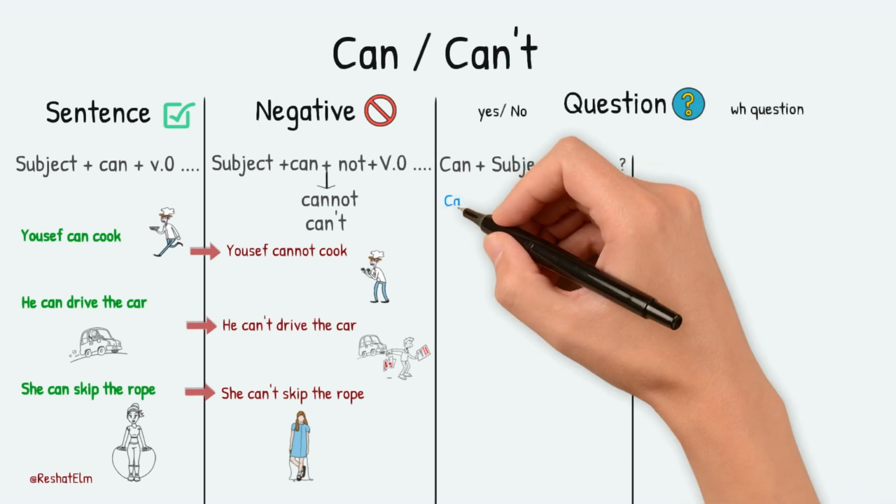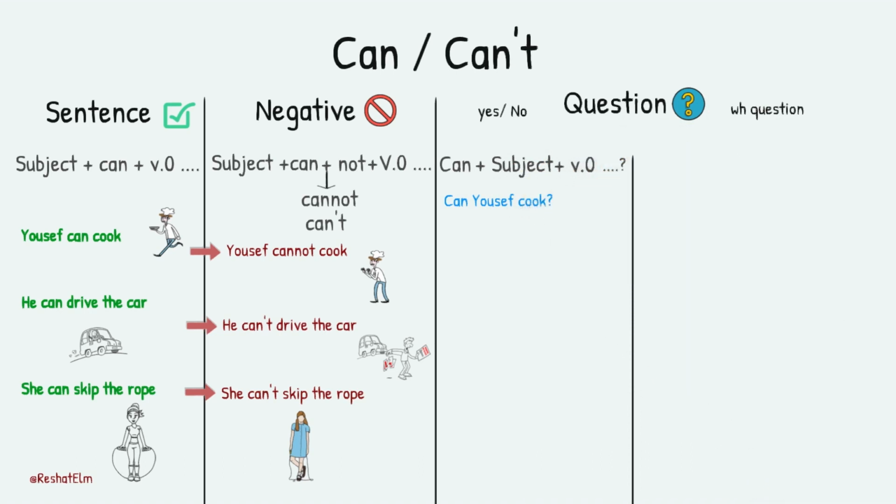For example, can Yusuf cook? Yusuf, we use capital letter because Yusuf is a name of a boy. With the proper nouns, we keep the capital letter, even though it's in the middle of the sentence or in the middle of the question. You are going to answer with a sentence. Can Yusuf cook?